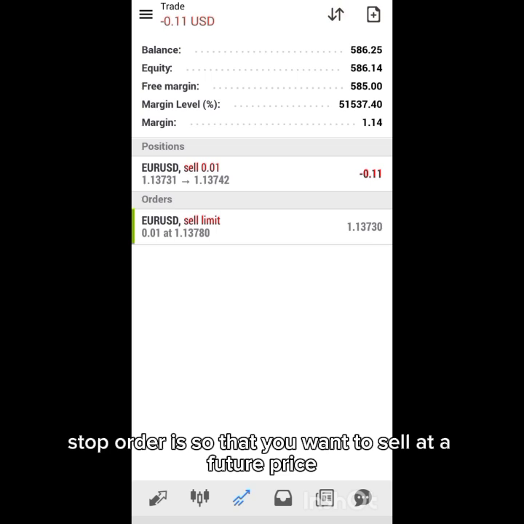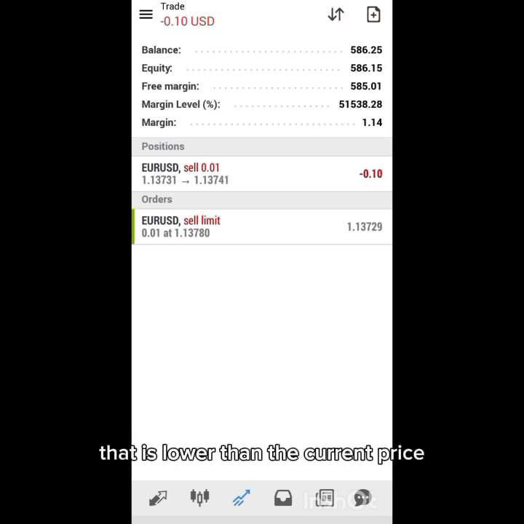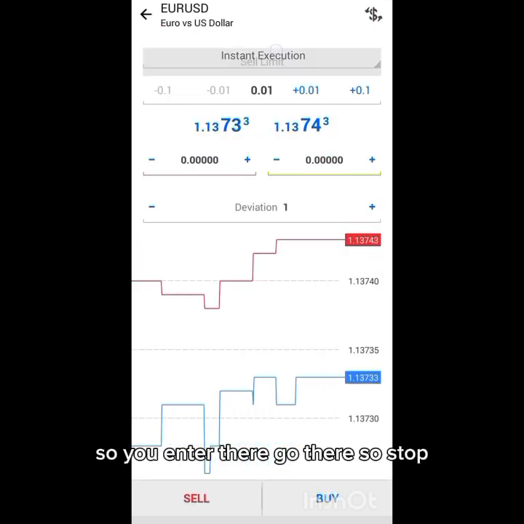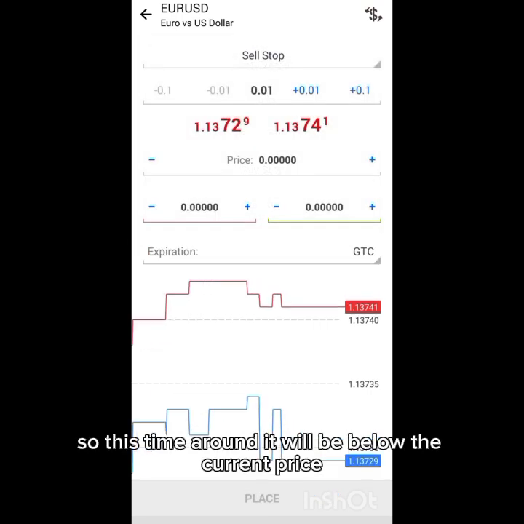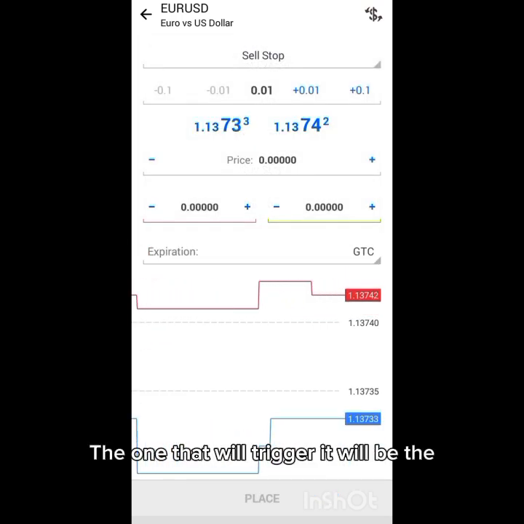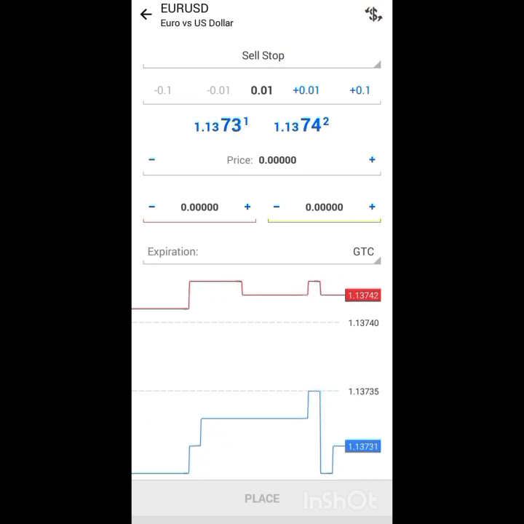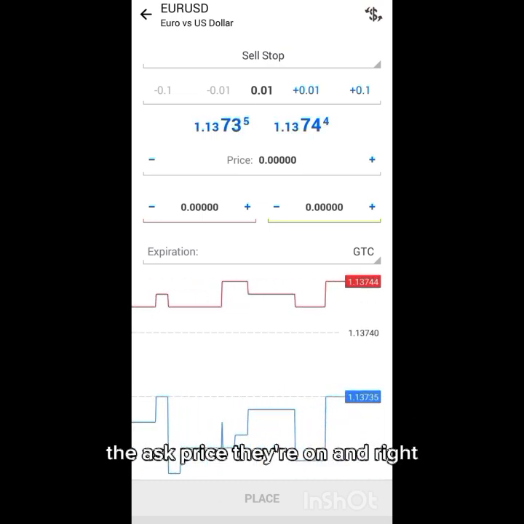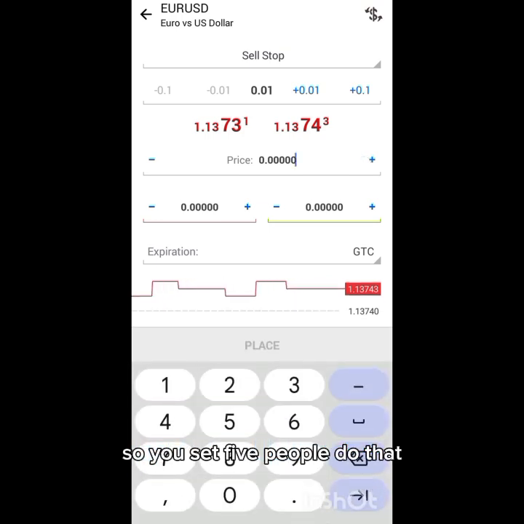Now, sell stop order is a sell that you want to sell at a future price that is lower than the current price. Usually good for breakouts. So you enter there, go there, sell stop. Okay, so this time around it will be below the current price. So let's use 5 pips below the current price. The one that will trigger it will be the ask price, the one on the right.